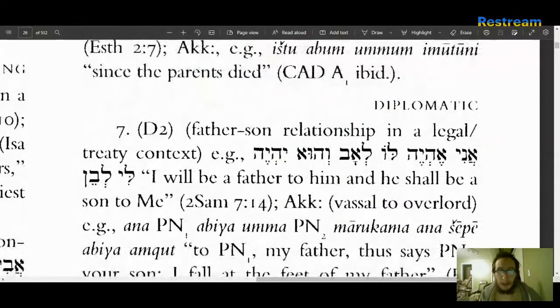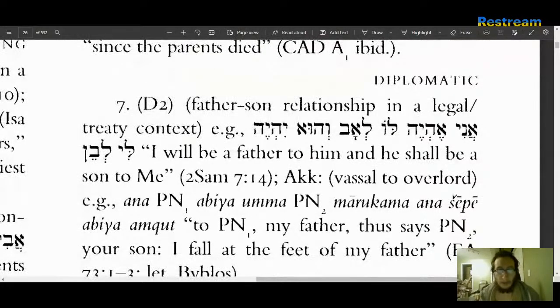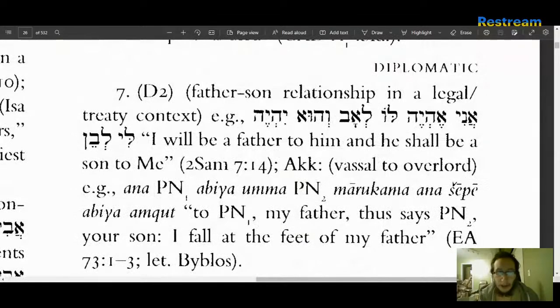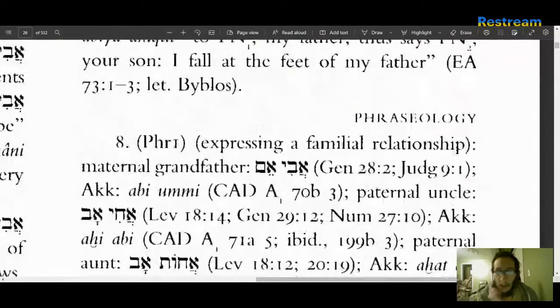Father-son relationship in a legal treaty context. So in the Bible, you see God referring to Solomon. He's going to be a father to Solomon, and he will be a son to him. Akkadian uses similar language in the context of a legal treaty context.